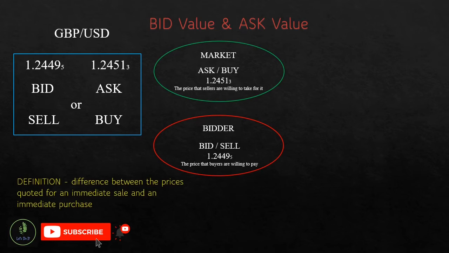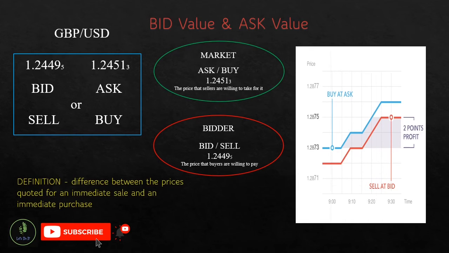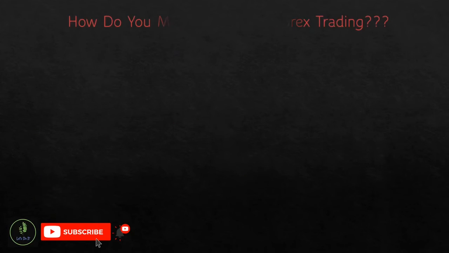So the definition is: ask or buy price is the price quoted for an immediate sale, and the bid or sell price is the price quoted for immediate purchase. As in this picture on the left, this is what we call trading. Buy at ask and sell at bid. Then you'll make profit on it.